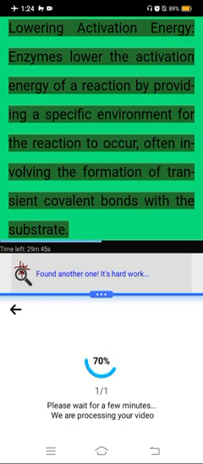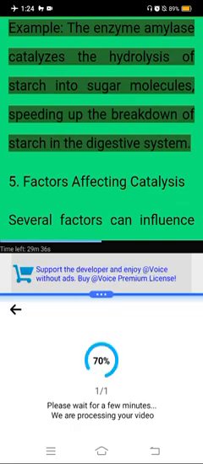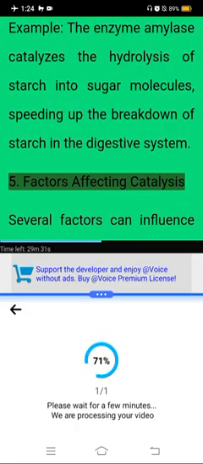Lowering activation energy. Enzymes lower the activation energy of a reaction by providing a specific environment for the reaction to occur, often involving the formation of transient covalent bonds with the substrate. Example: the enzyme amylase catalyzes the hydrolysis of starch into sugar molecules, speeding up the breakdown of starch in the digestive system.